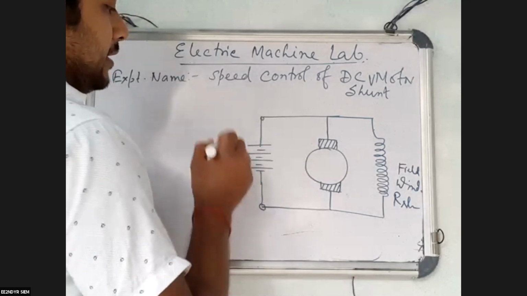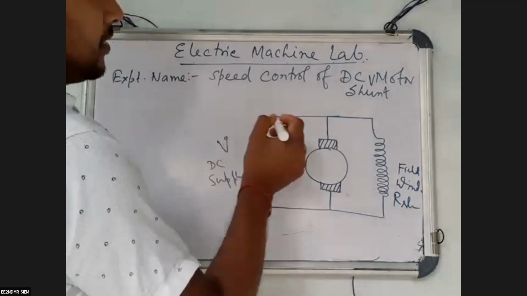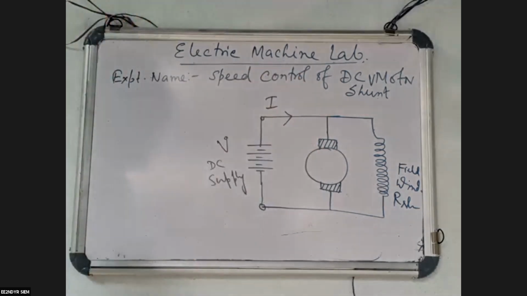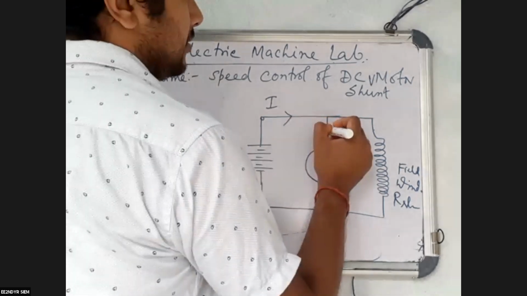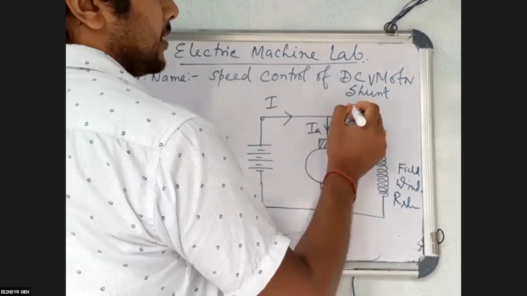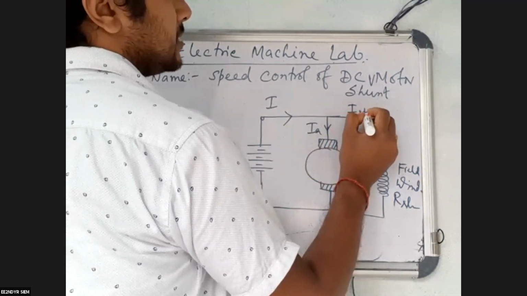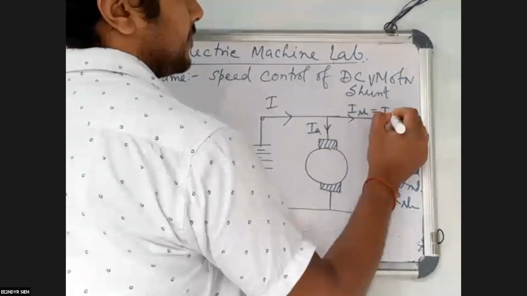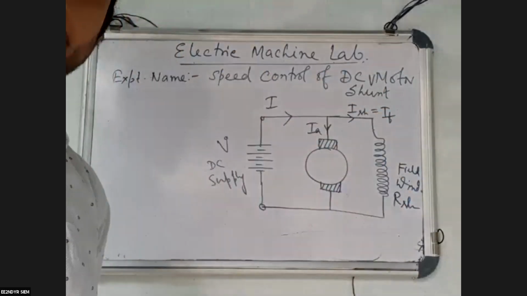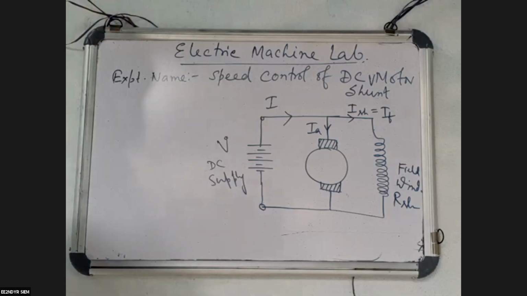When you are giving a supply V, a current will flow. That current will take two different paths. One is IA, another is ISH, or you can say IF. This is the field. So I'm writing here, this is the field current, IF. Clear?